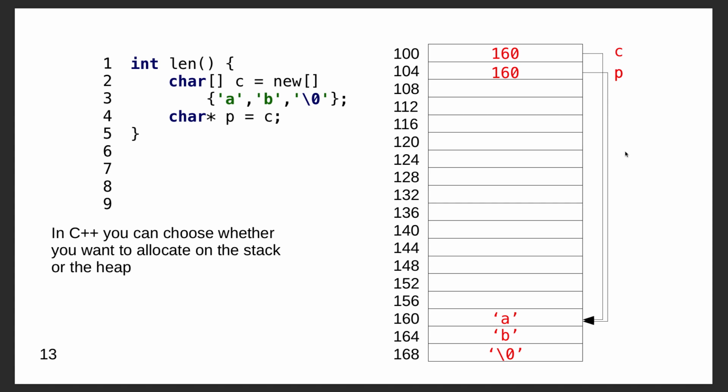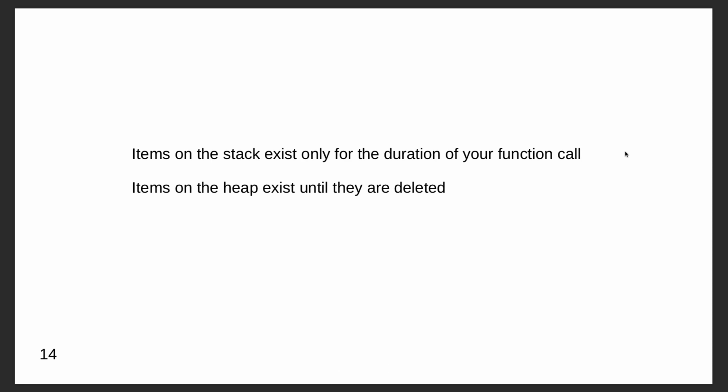So you might say, well, what's the difference? Why would I care whether I've drawn one at the top and one at the bottom? And the difference is that items on the stack exist only for the duration of your function call. Items on the heap exist until they're deleted.